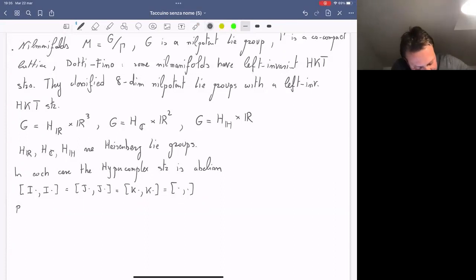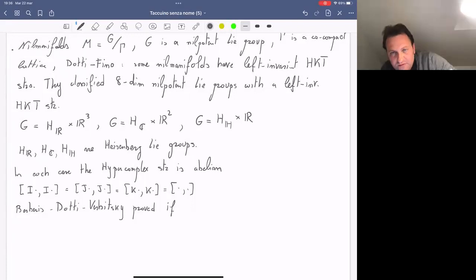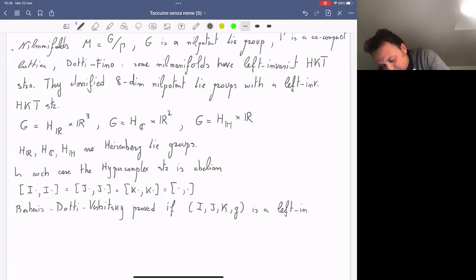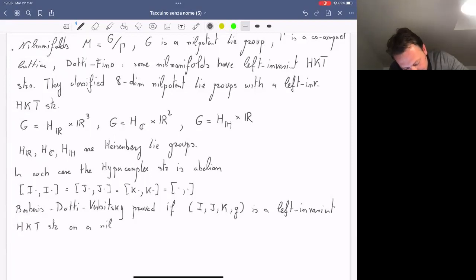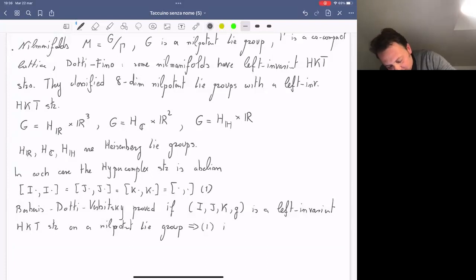So later Barberis, Dotti, and Verbitsky proved that if HKT is a left invariant HKT structure on a nilpotent Lie group, then this condition, which I call 1, is always true.